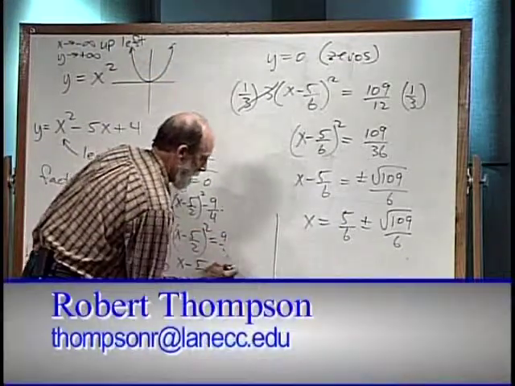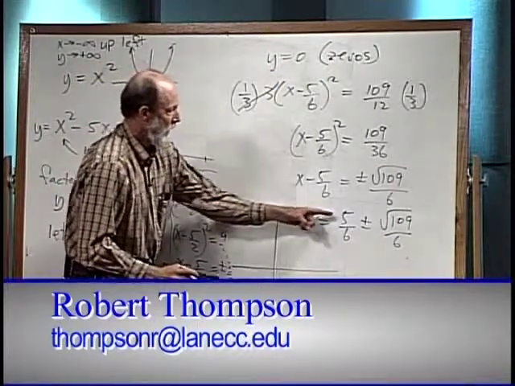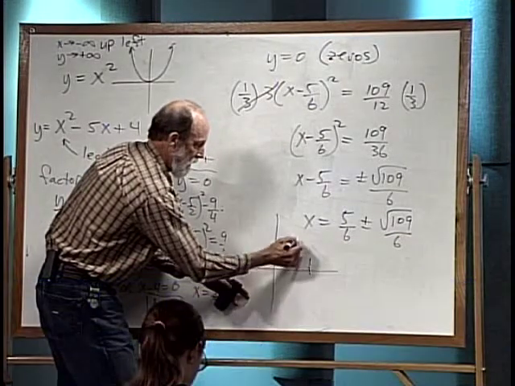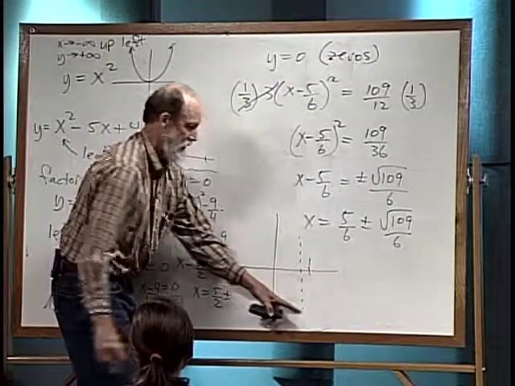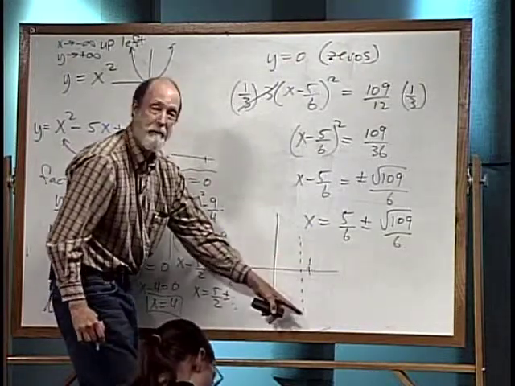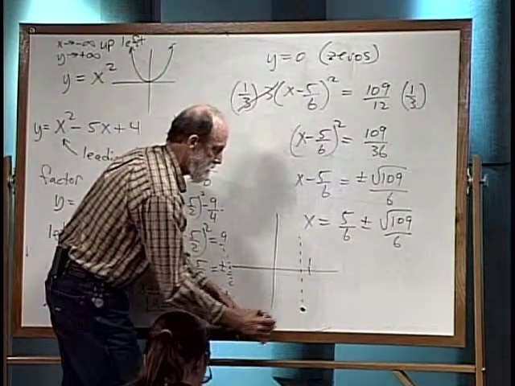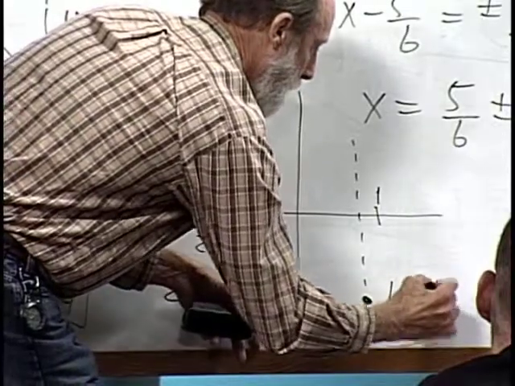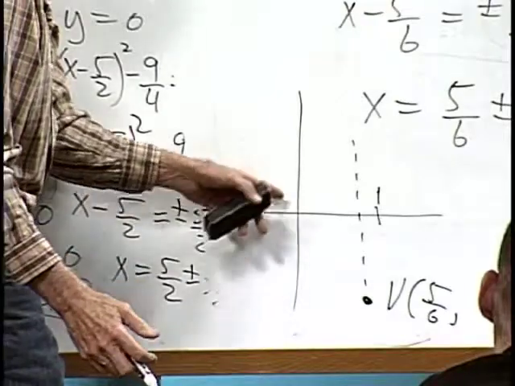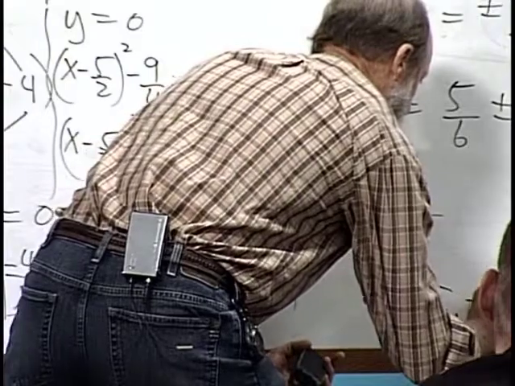Because you can see clearly that if you go to x equals 5 sixths, if this is 1, if you go to 5 sixths, here's where the line of symmetry sits. At 5 sixths, your vertex is going to be down here somewhere. At 5 sixths, and how low? Look back at the earlier work. Negative 109 over 12.